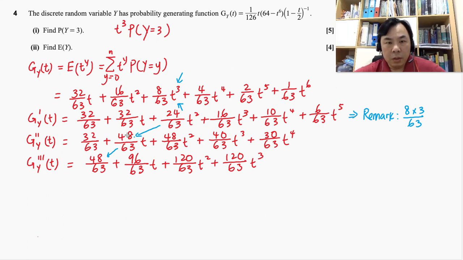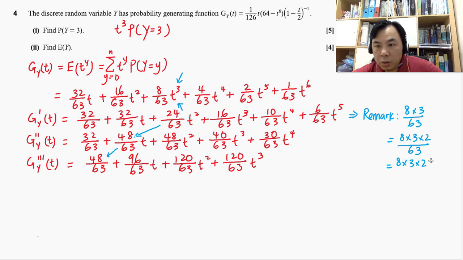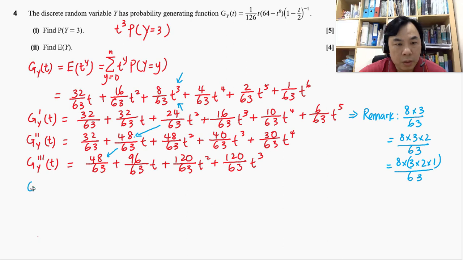Now the next line, we can write it down as 8 times 3 times 2 divided by 63, for this line here. And then finally, when we reach this line here, we get 8 times 3 times 2 times 1 divided by 63. And then the last step would be we're going to assign t equals 0. If you assign t equals 0, basically we are eliminating all these terms here. So what is left is only 48 over 63.